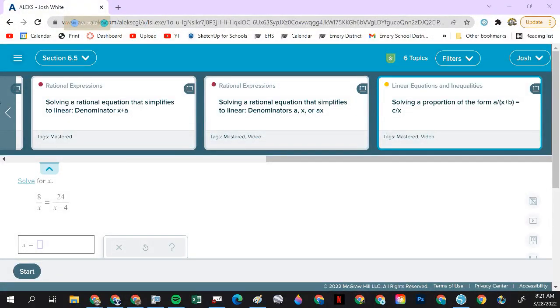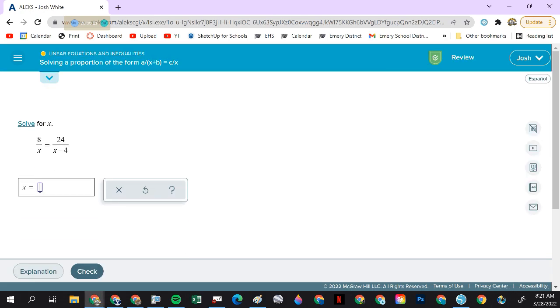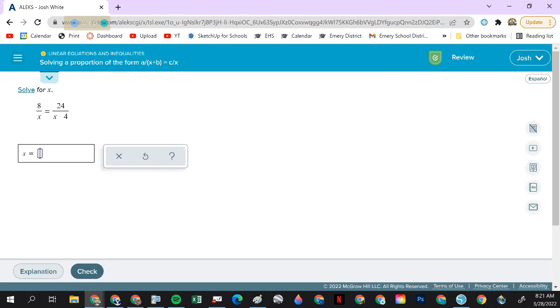Today we're working on 6.5, and it's really similar to 6.4, but now there's going to be an equal sign. So here I have two fractions, and there are x's in the denominator of each of them.